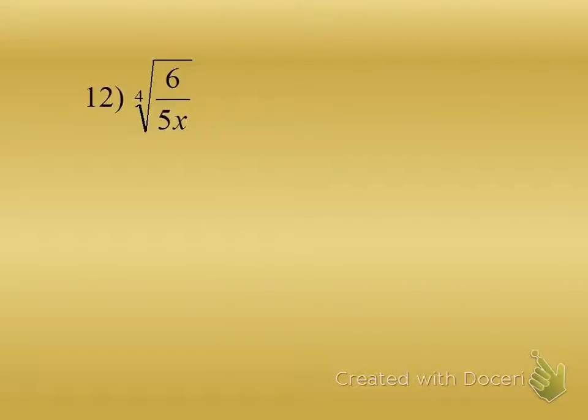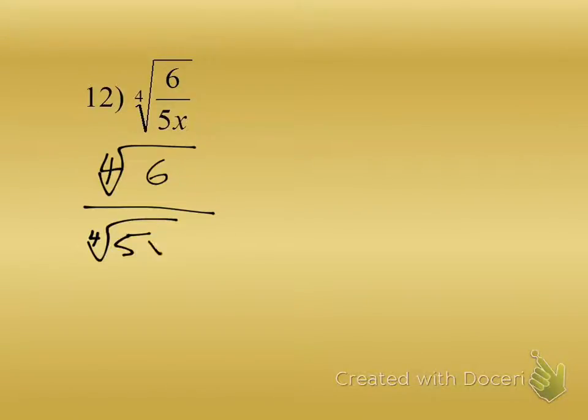First step, split it into two little fractions, okay? Make sure when you split, though, that the index goes to each one. It doesn't become like a fourth root over a square root or something like that. That fourth root goes to each.